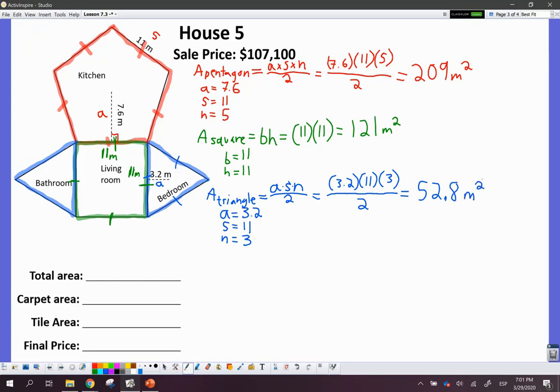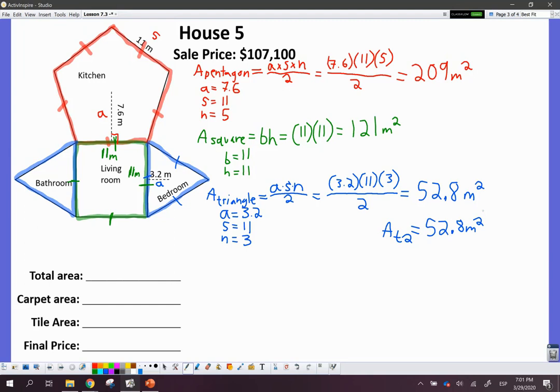52.8 meters squared. Now be careful here, because this is for one triangle. Remember that I have 2 triangles. So I'm just going to write here a little note, A T 2, to remind me that there's 2 triangles. So I'll write 52.8 meters squared again.